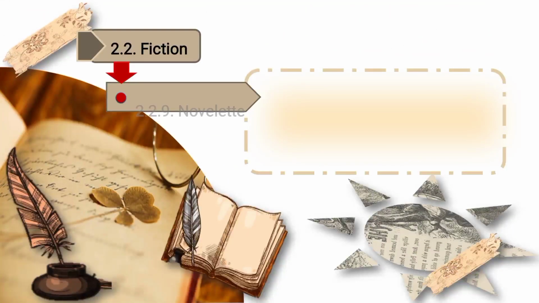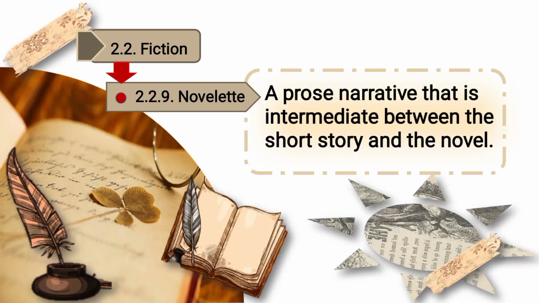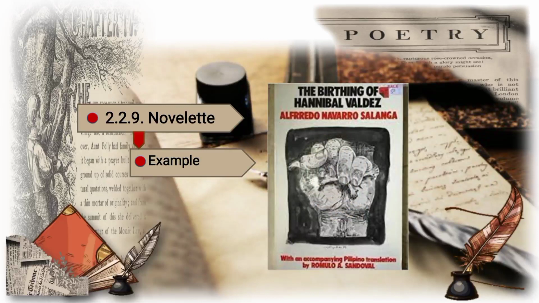And lastly is the Novelette. Novelette is a prose narrative that is intermediate between the short story and the novel. It is about 50 to 150 pages long, more elaborate than a short story, but can be read in a single sitting. And example is The Birthing of Hannibal Valdez by Romulo Sandoval.